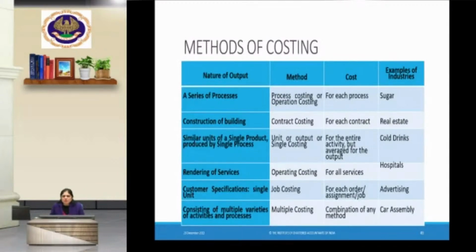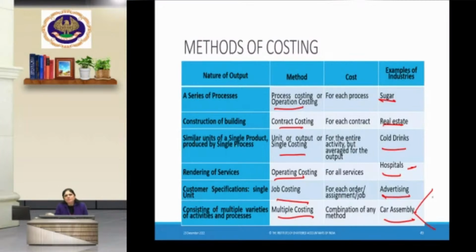Then again, the method of costing, I've given the example for sugar industry. If you can see here, for sugar industry, we can have process costing; real estate, contract; cold drinks, single costing, like per can or per bottle, what is the price; hospitals, operating costing, hospitals are mostly service industry; advertising, job costing. So I got the advertising order for one company, that is job costing. Car assembly, again multiple costing. You can assemble the car and you can manufacture the parts of the car also. So this was just an example to further clear the concept.